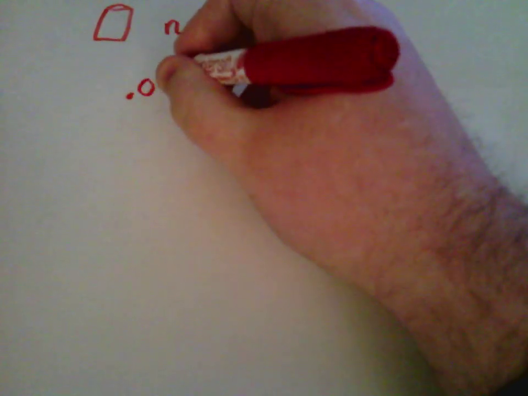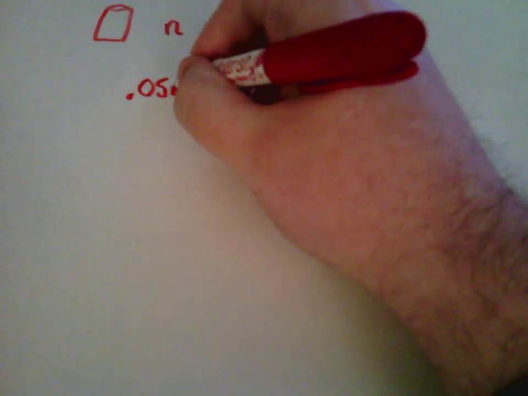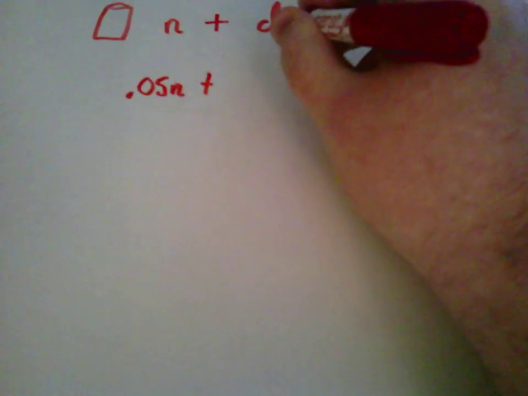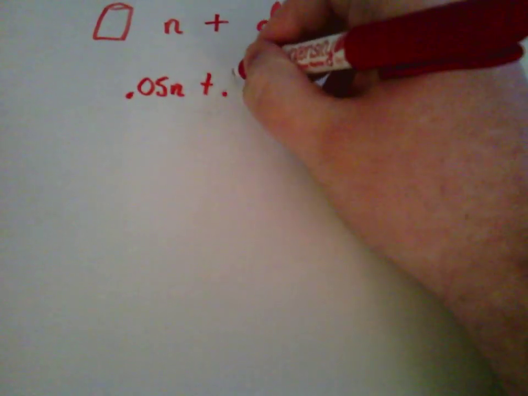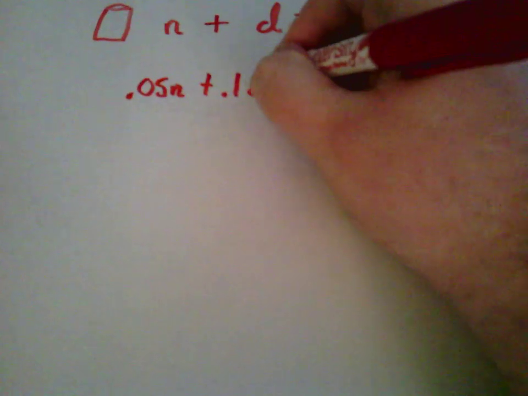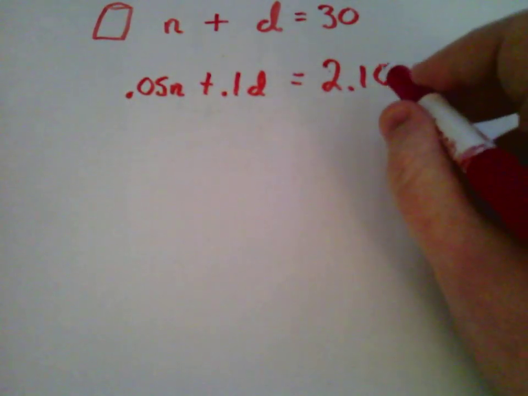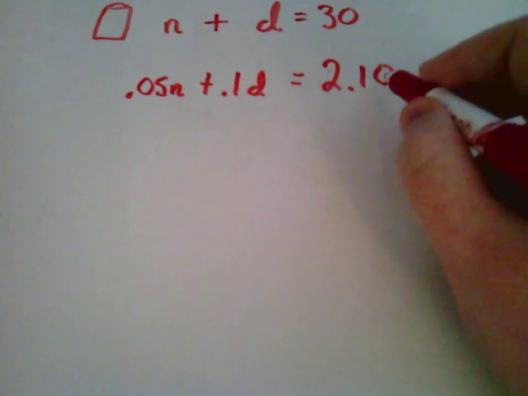Well, what's a nickel worth? 5 cents? Could we say that 5 cents times the number of nickels plus dimes are worth 10 cents, 0.1 times D is equal to the total amount that is in the jar monetarily, $2.10. And now we say we have a system here, a system of linear equations.